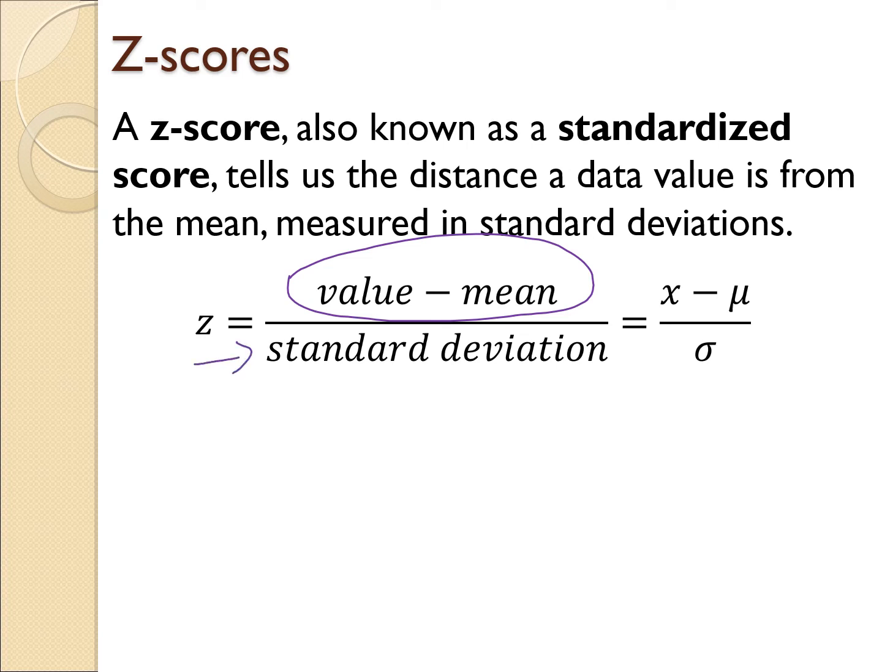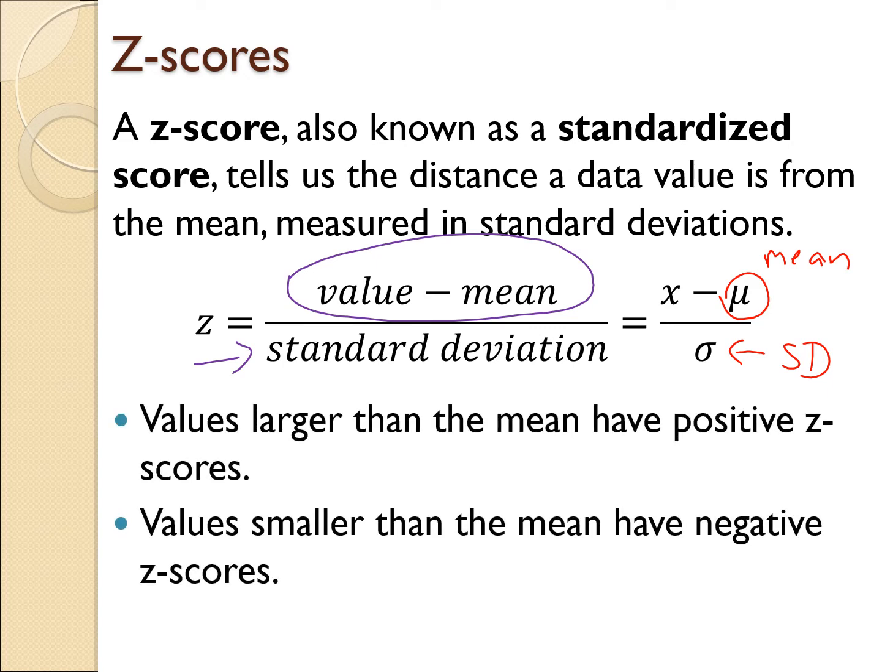And then over on the right here, we have the equation again, but this time with the symbols that we use for mean and standard deviation. We're going to see them more often as the year goes by. One of the most basic things to understand about z-scores is that values that are larger than the mean will have a positive z-score. Values lower than the mean will have a negative z-score.